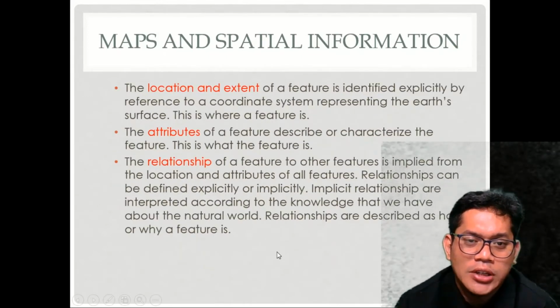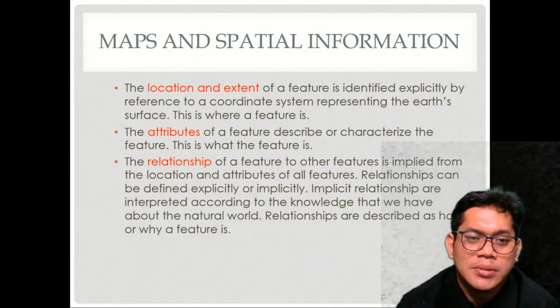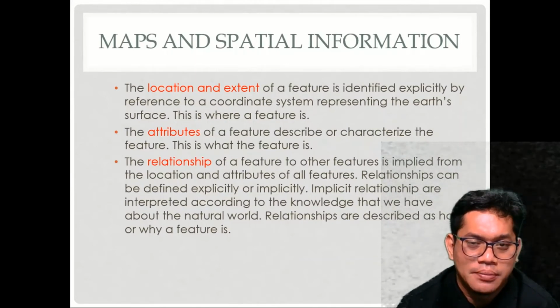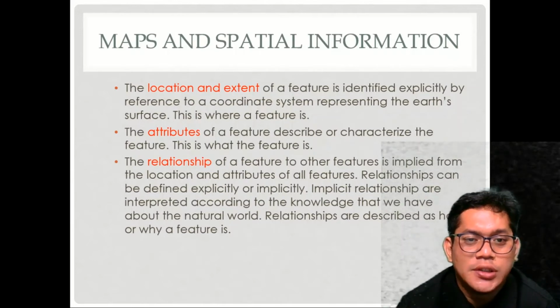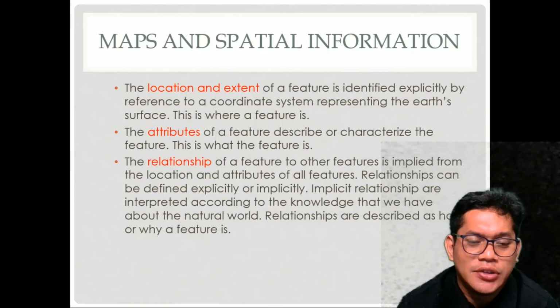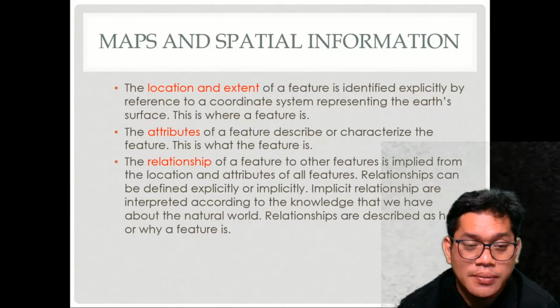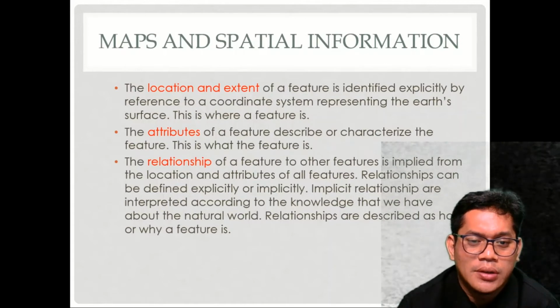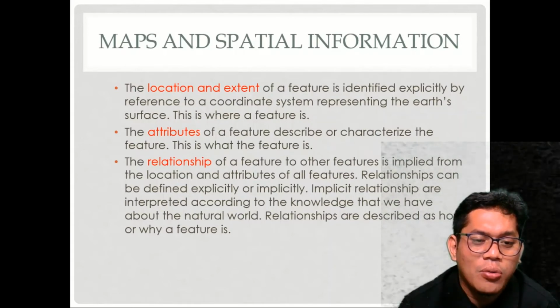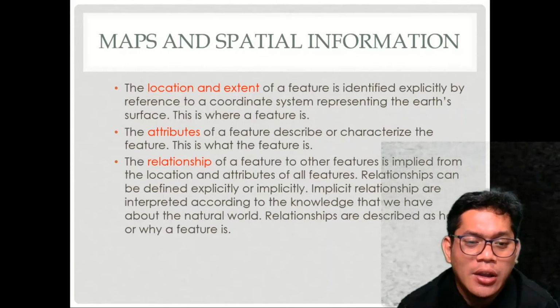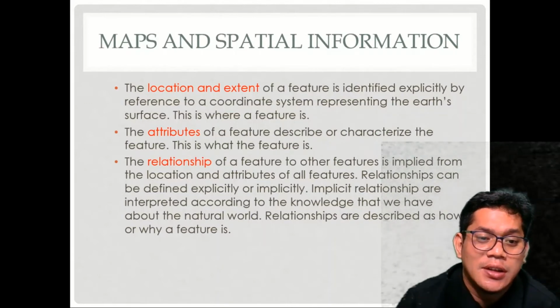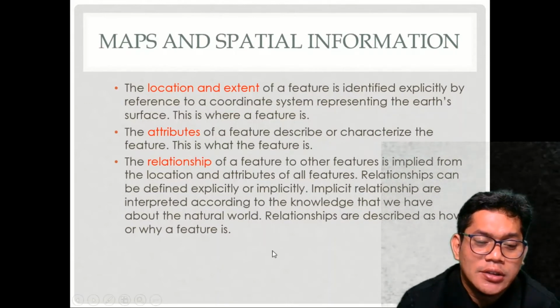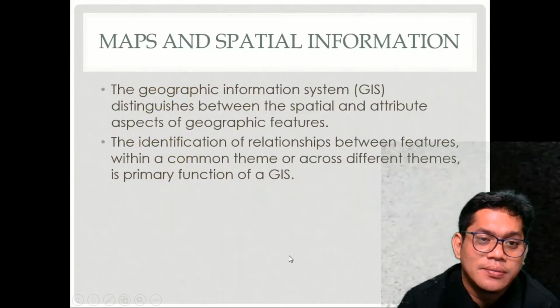So the location and extent of features is identified explicitly by reference to a coordinate system, which is where the feature is, while the attribute describes or characterizes the feature. So this is what the feature is, and the relationship of the features to other features is implied by the location and the attributes. So this is basically how or why a feature was there, or the purpose of the feature, showing the purpose of the existence of the features.